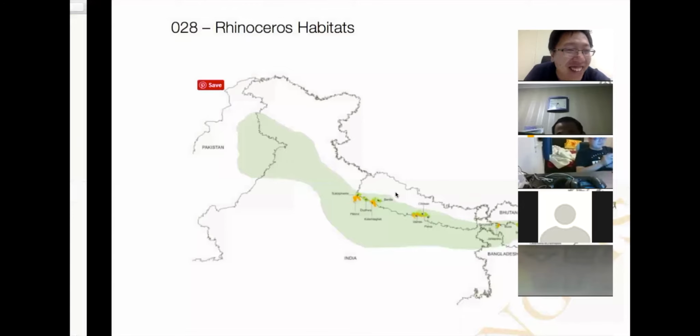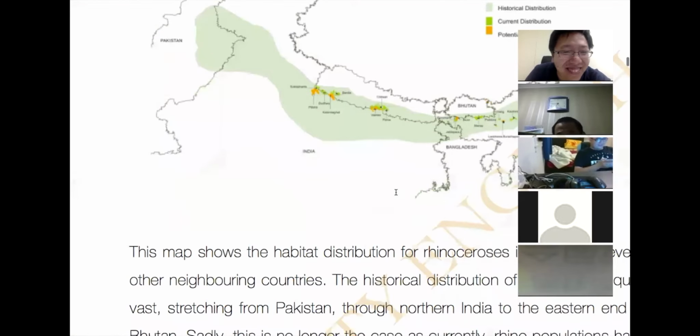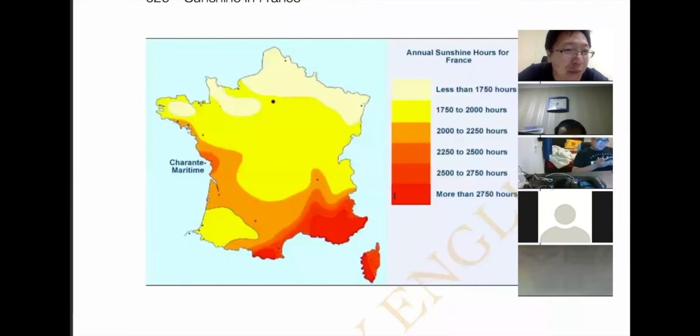All right, let's go to the next one, shall we? All right, this one should be nice and easy. This one's kind of a bit closer to what we're more used to. This is a regular kind of map/graph.